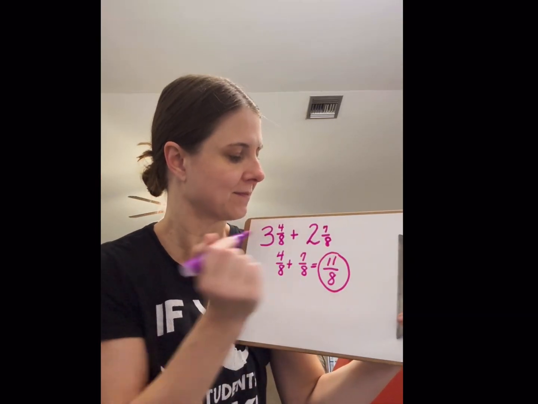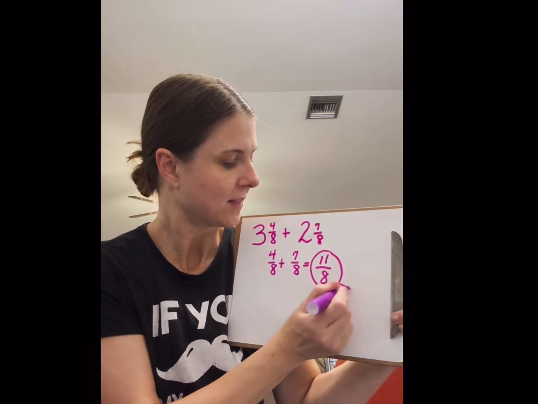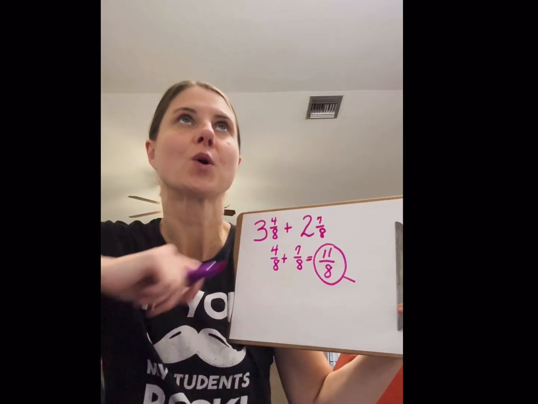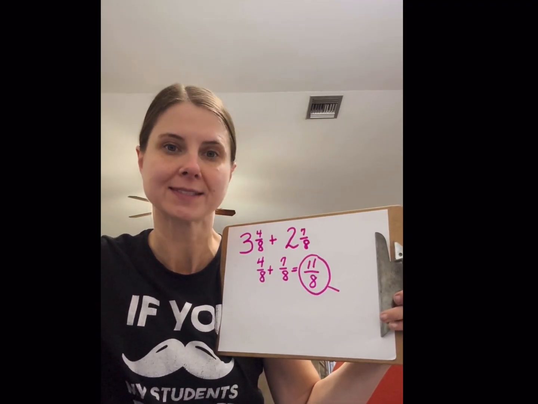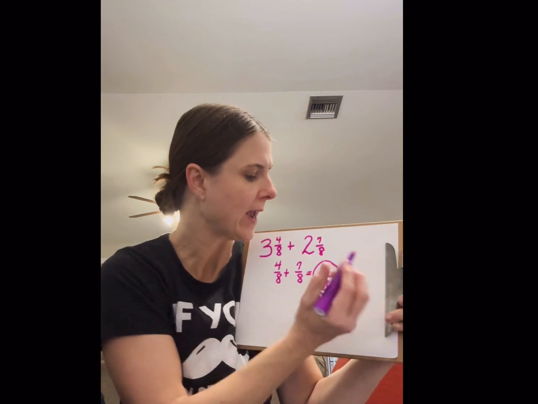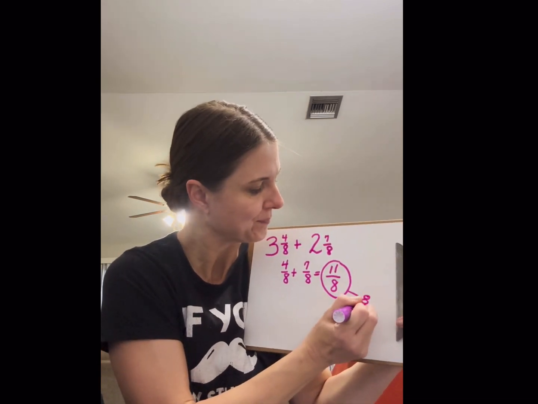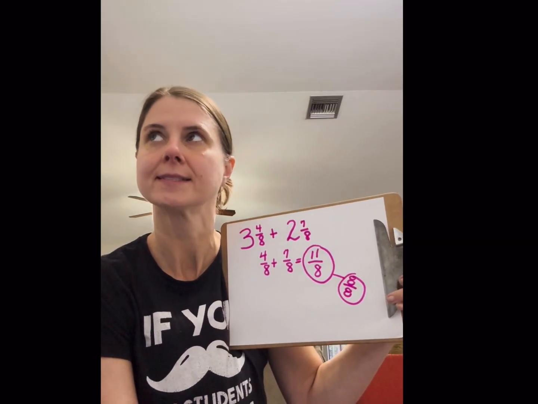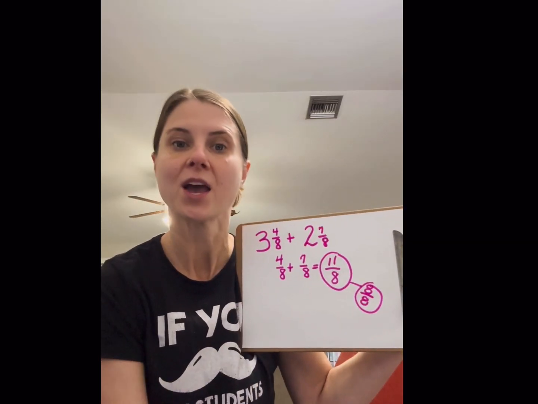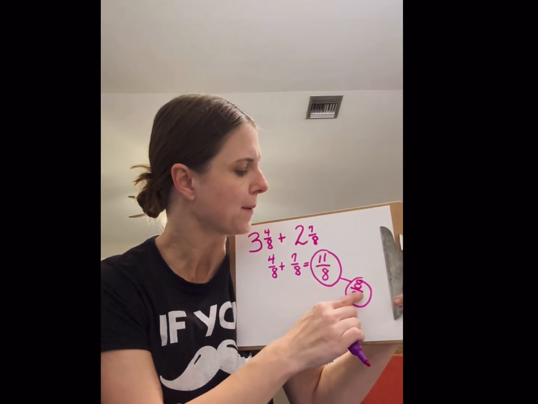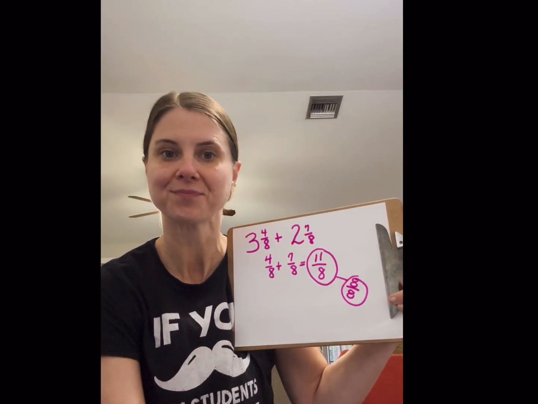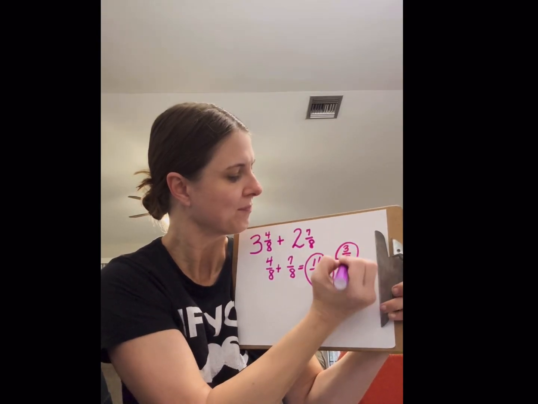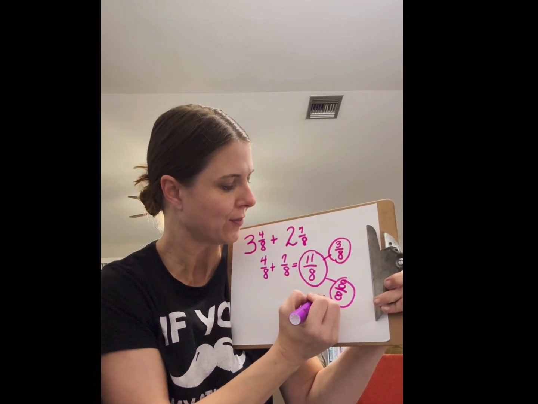So we call this the number bond. So we're going to make a whole. So we're in eighths. So what is a whole in eighths? 8 over 8, okay? Can we do another whole? 8, 16, oh, too big. Okay, so 8 plus what is 11? 3. So this is 1 and 3/8.